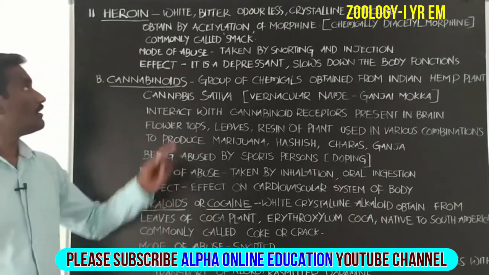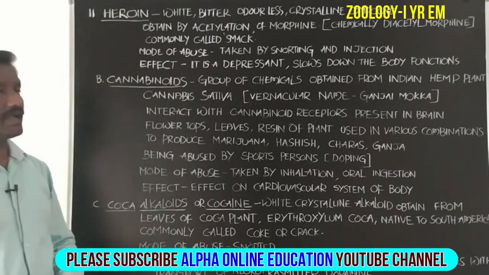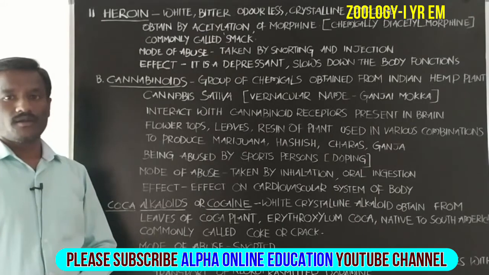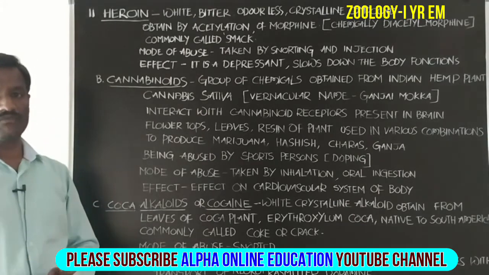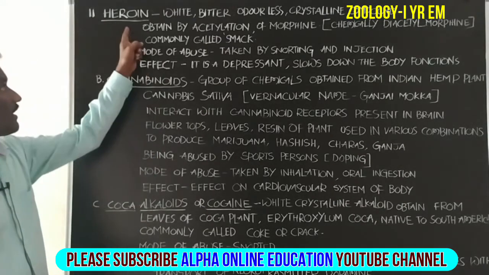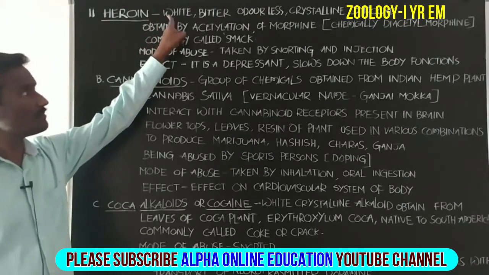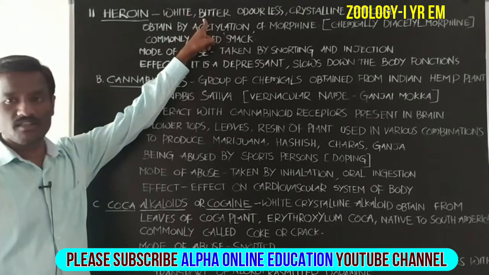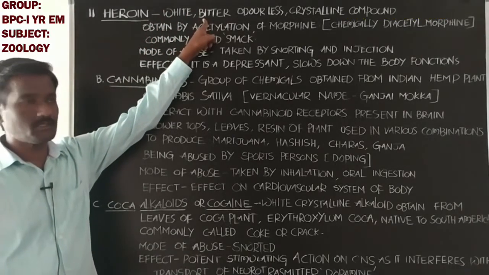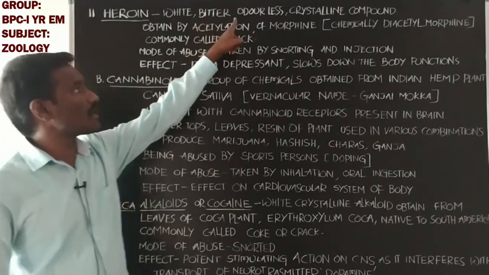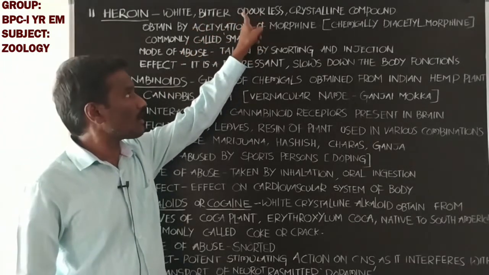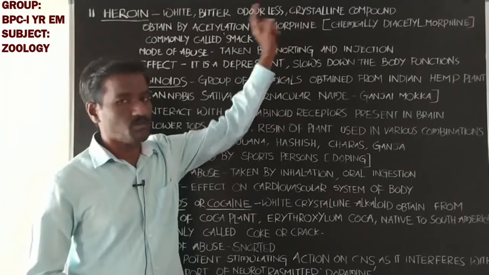Hi students, we'll discuss heroin. It is one type of opioid. Heroin is a white, bitter (that means unpleasant taste), odorless (smell is absent), crystalline compound.